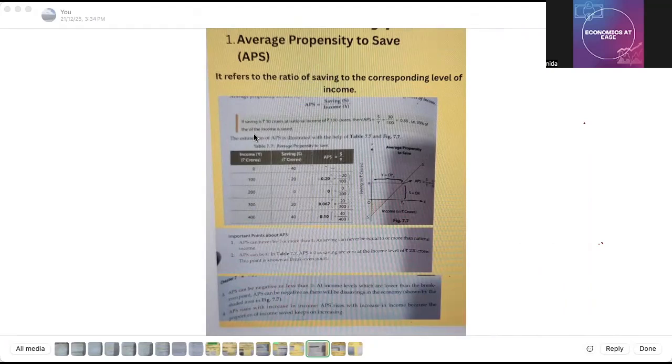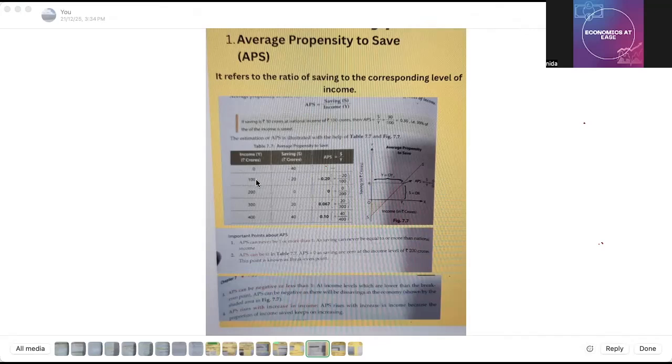So for example, what you can say average propensity to save, just wait here, let me zoom it first. I think साफ दिख नहीं रहा होगा आपको. If saving is rupees 30, okay, at national income of 100, that means average क्या है, 30 upon 100, that means 0.30 or 30%, okay. Average, average का APS का formula क्या है, saving upon income, okay, जितना आपने save किया है. The estimation of APS is illustrated with the help of this, okay.